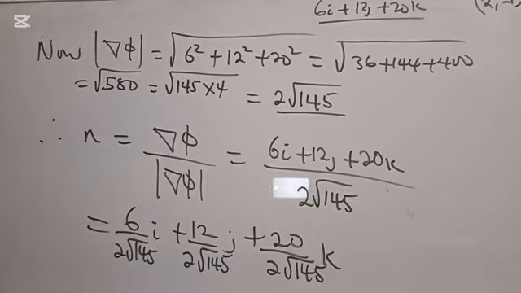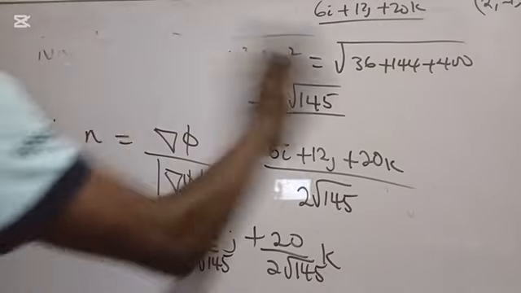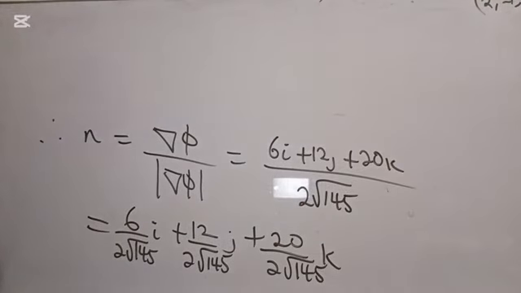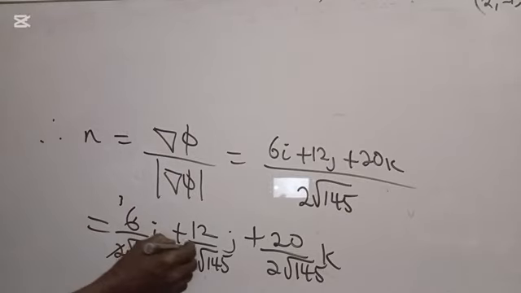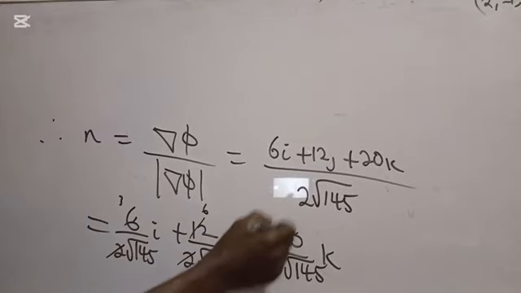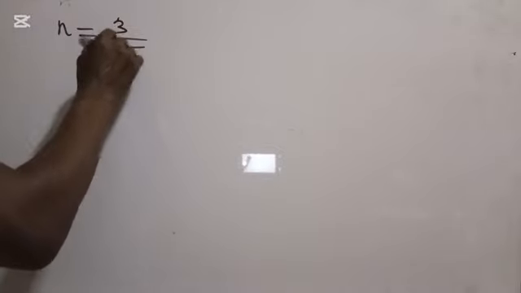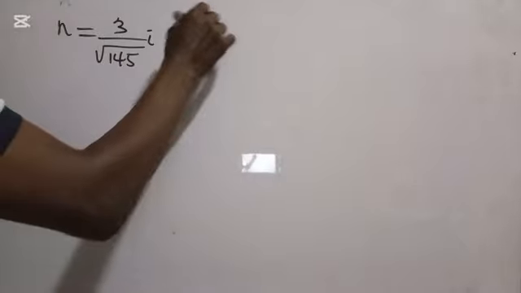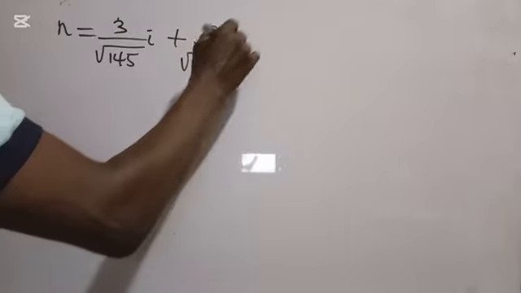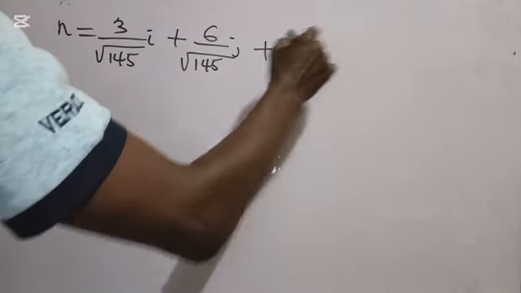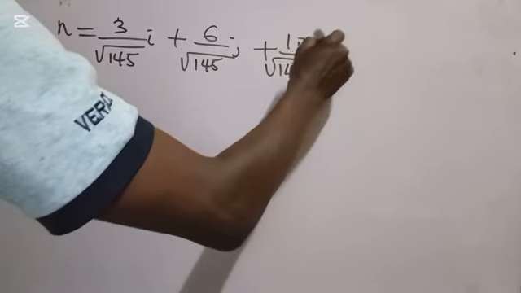Now final. The final answer will be: can 2 divide here? 2 here, 1; 2 here, 3. 2 here, 1; 2 here, 6. 2 here, 1; 2 here, 10. So the final answer is that our n will be equal to 3 over root 145 i plus 6 over root 145 j plus 10 over root 145 k.